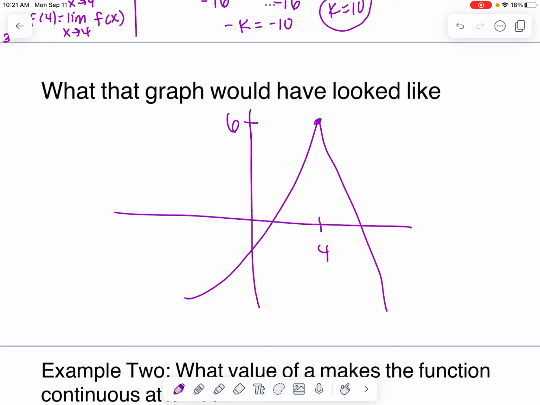So these next couple problems are just going to be us practicing that. A lot of them are going to be pretty straightforward. Some of them are going to look slightly different, so just be prepared for that. But let's go on to example 2.